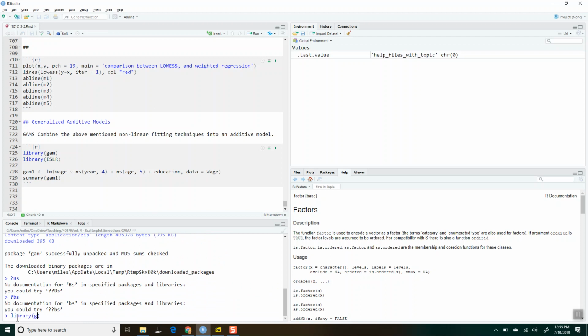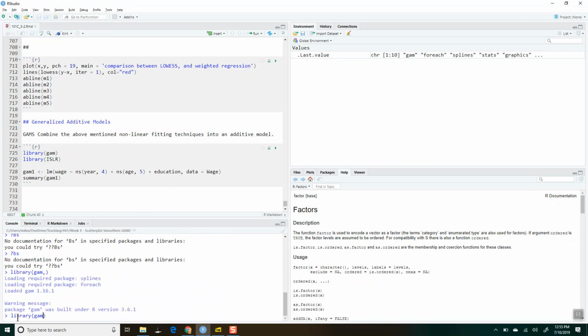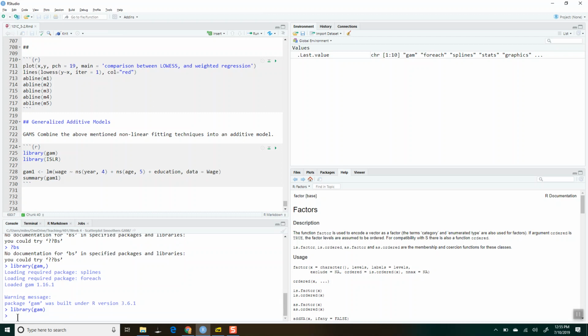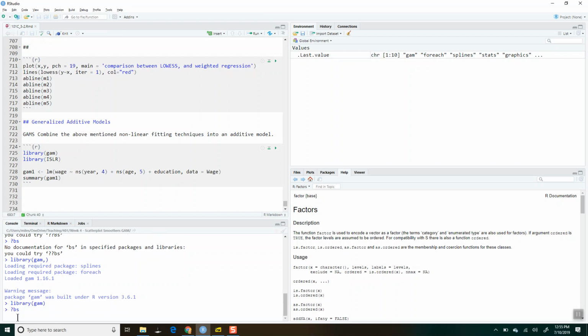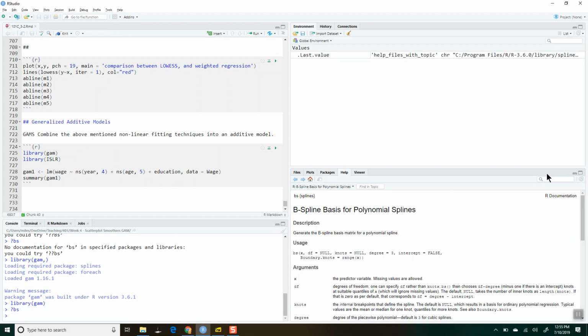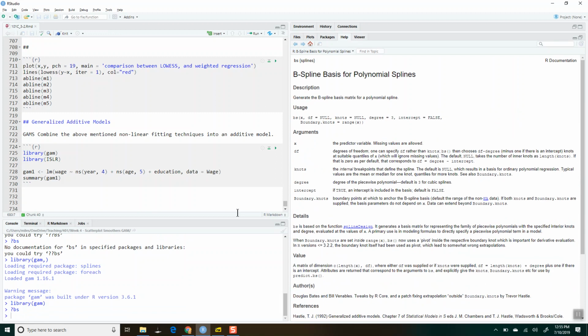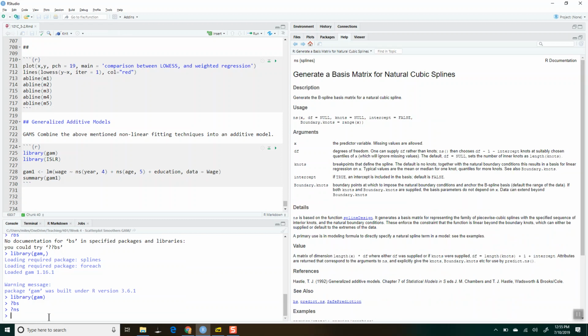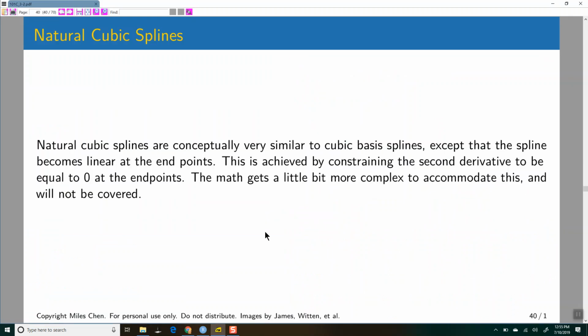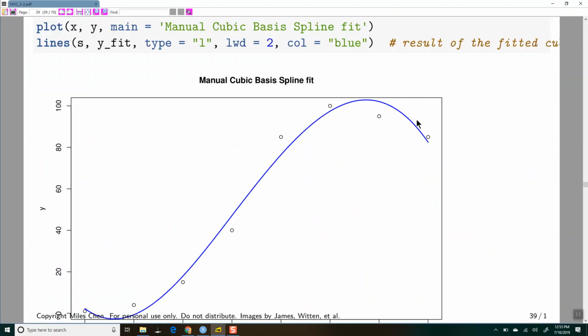Oh, library gam. Okay, library gam. Okay, and then BS is the basis spline function. Okay, and then NS is the natural spline function, okay? And they're very similar. It's just with a natural spline, it's going to make sure that the endpoint is linear, and this endpoint is linear.